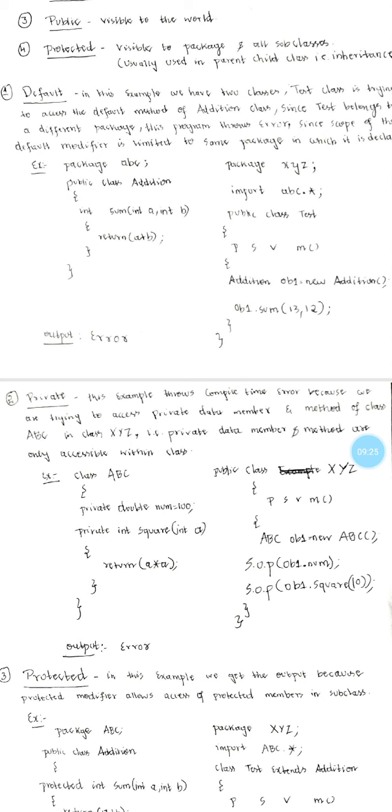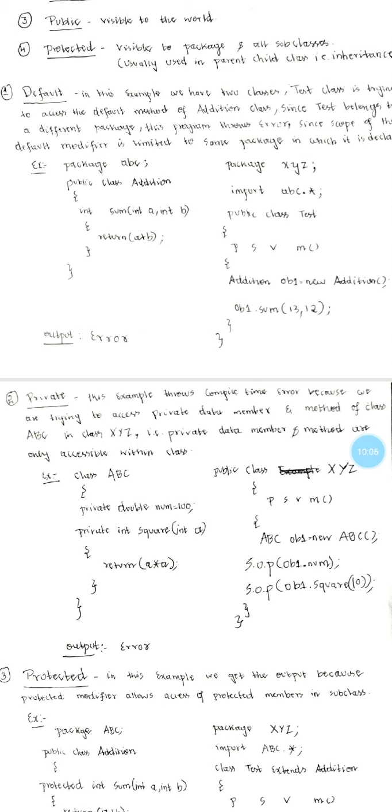Okay, next I have written one more package XYZ, and I am importing abc.*. That means under this package XYZ, I am trying to import the other package, that is abc. Dot star means I can import anything. Within this package XYZ, I am creating a class test, and I have written a main method where I have created an object ob1 with respect to class addition, and I am calling ob1.sum by passing parameters 13 and 12. Now when you execute this particular program it will give you an error.